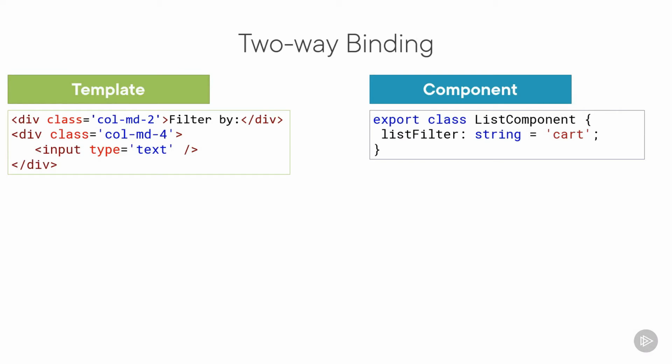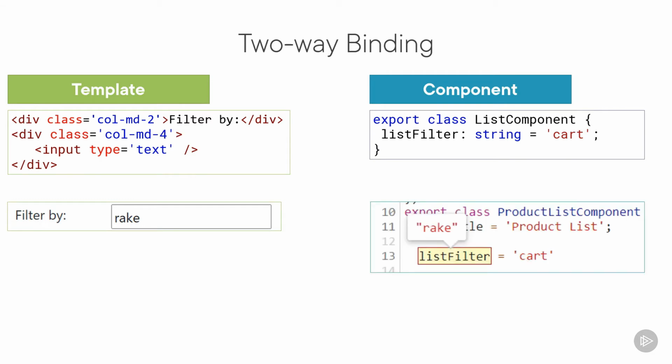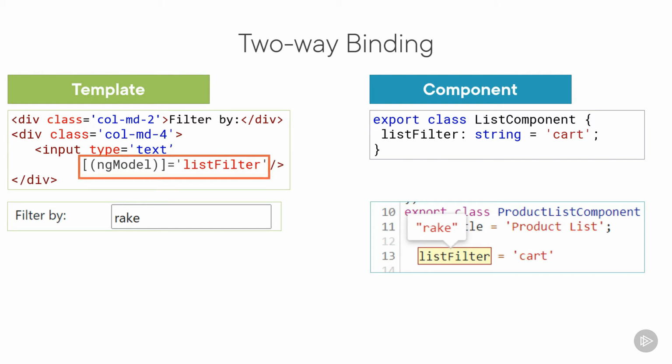When working with user entry HTML elements, such as an input element, we often want to display a component property in the template and update that property as the user types. Here we set a default list filter to cart, and if the user changes the filter, we want the list filter property to change as well. This process requires two-way binding with the ngModel directive.